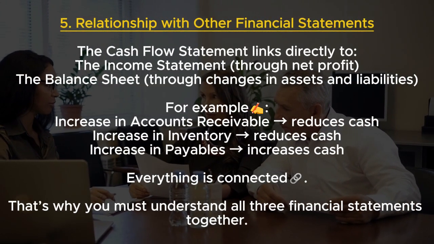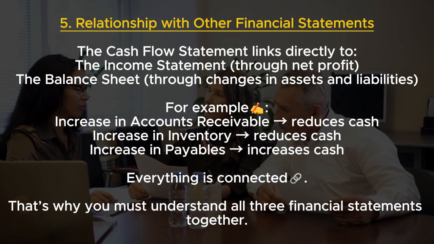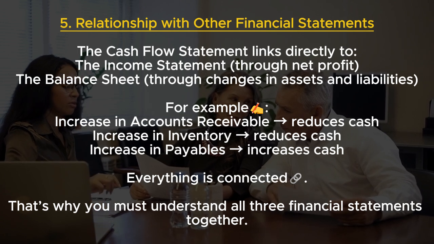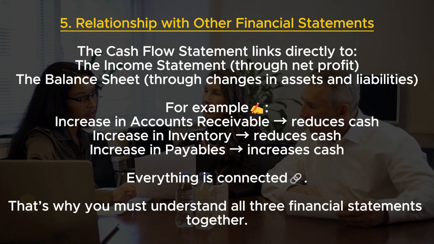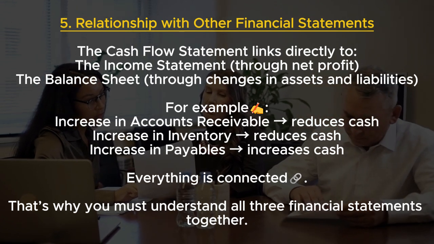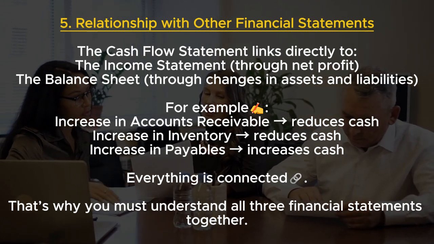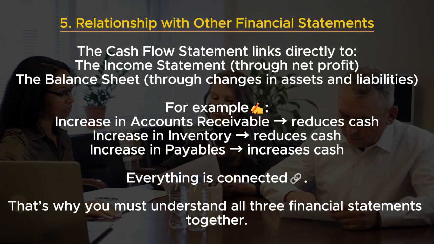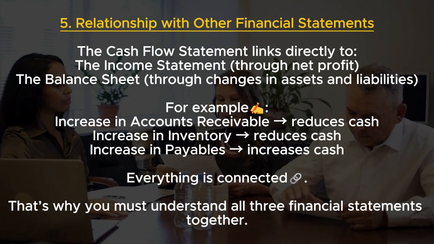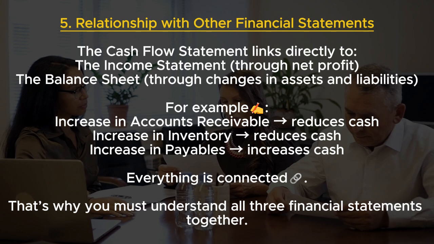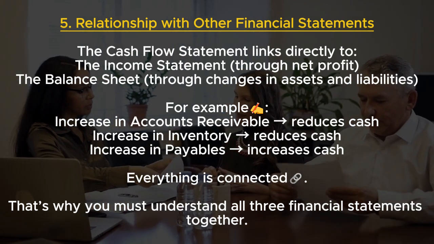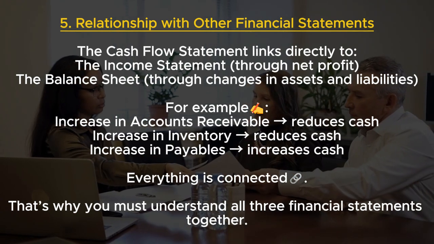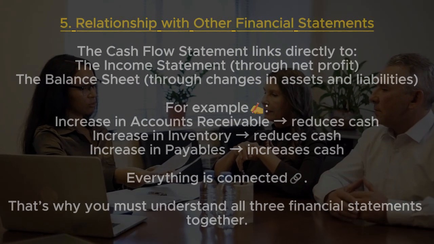5. Relationship with other financial statements. The cash flow statement links directly to the income statement through net profit, the balance sheet through changes in assets and liabilities. For example, increase in accounts receivable reduces cash. Increase in inventory reduces cash. Increase in payables increases cash. Everything is connected. That's why you must understand all three financial statements together.